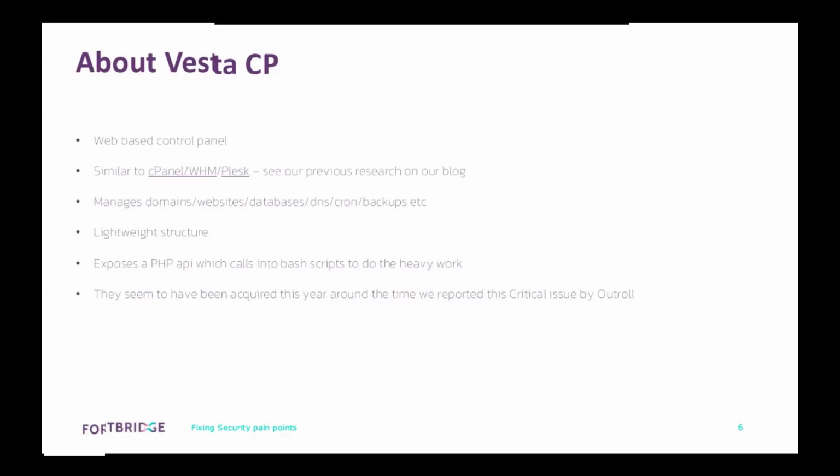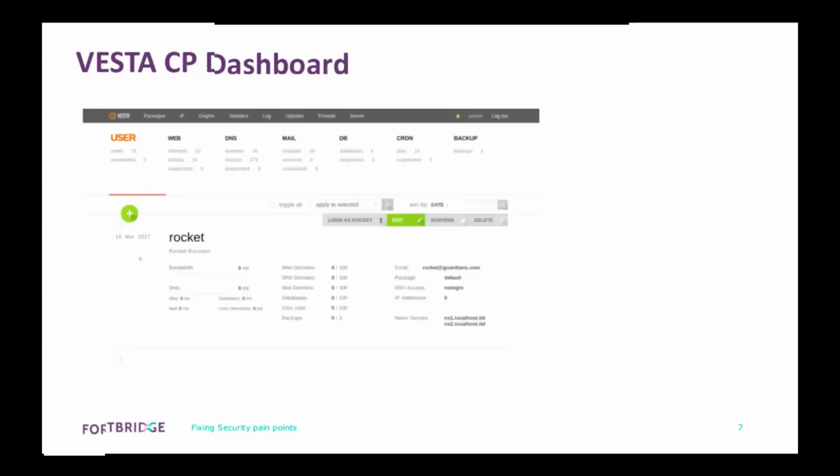Its structure is pretty lightweight. Basically, there's an API written in PHP, and what this PHP frontend does is call into some bash scripts, and these bash scripts do all the heavy lifting. And as a side note, they seem to have been acquired, around the time we reported this critical vulnerability to them, by a company called Outroll. This is how it looks.